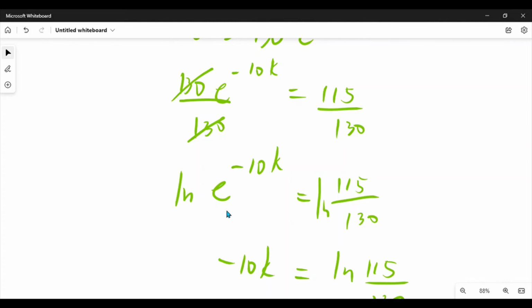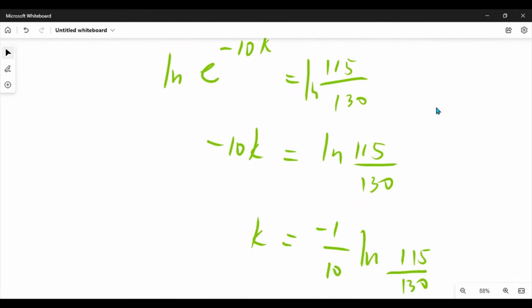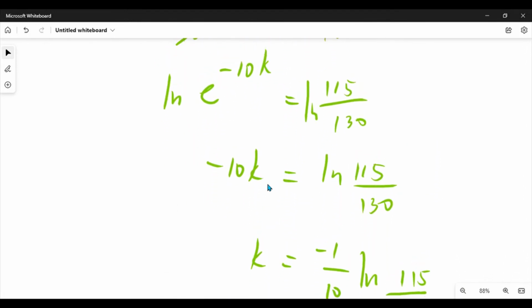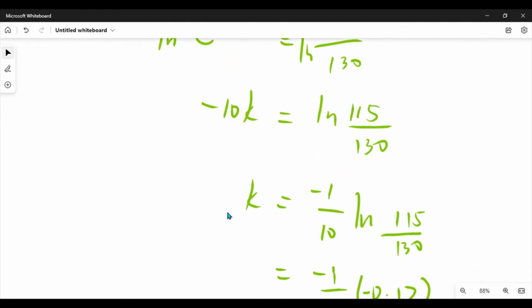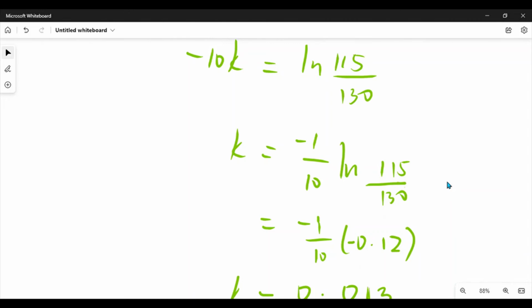Now in order for us to get rid of the e, the base, we take the natural logarithm of both sides. So we have ln of e raised to negative 10k equal to ln of 115 over 130. Then we are left with this equation, negative 10k is equal to the natural logarithm of 115 over 130. So our k now is equal to negative 1 over 10, dividing both sides of the equation by negative 10. So we have k equal to negative 1 over 10 times the natural logarithm of 115 over 130.